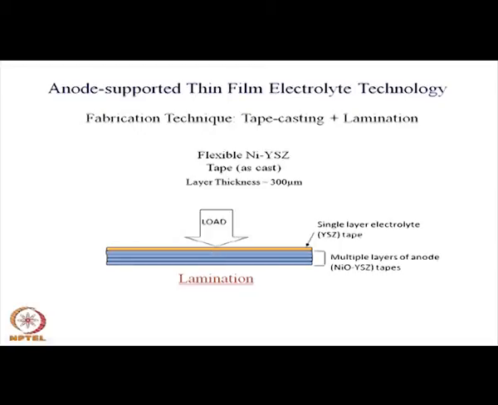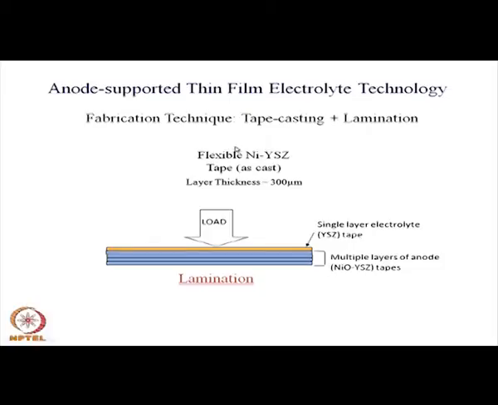So, several layers of such things can be compacted together in the cold condition, and only one layer is put for the electrolyte, or the pure YSZ, and then they can be co-sintered, that means sintered simultaneously, so that the nickel YSZ gets sintered on the surface of this anode. So, that is how one actually makes it.